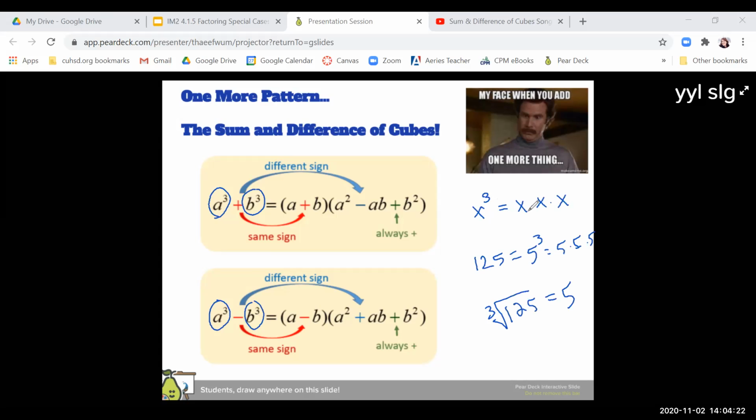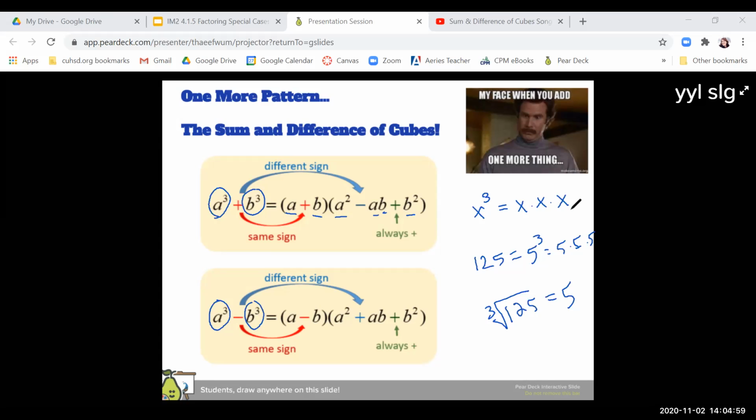A number to the third power is the number times itself 3 times instead of 2 times for a square. And this pattern looks a little chaotic, but it's always the same. If you have a sum of 2 cubes, you take the cube root of the first one and the cube root of the second one, like A and B without the exponents. Then you have first one plus second one, and then first one squared minus first one times second one plus second one squared.